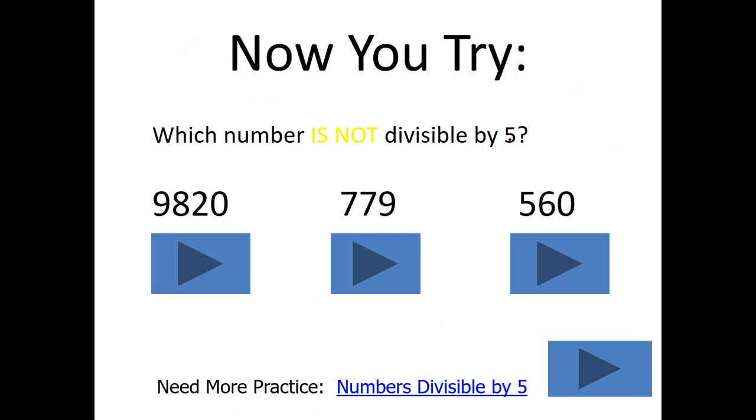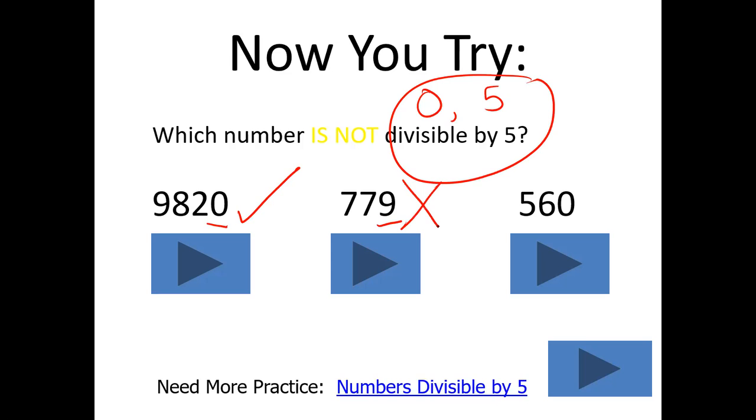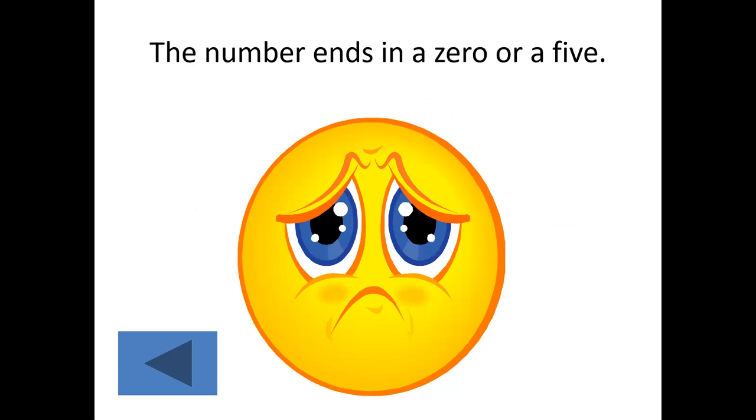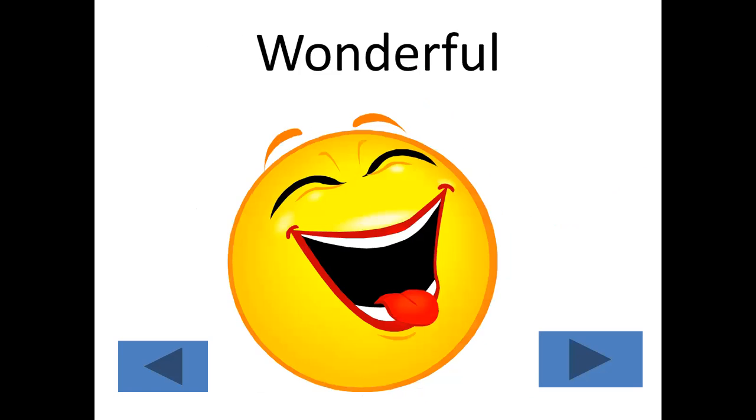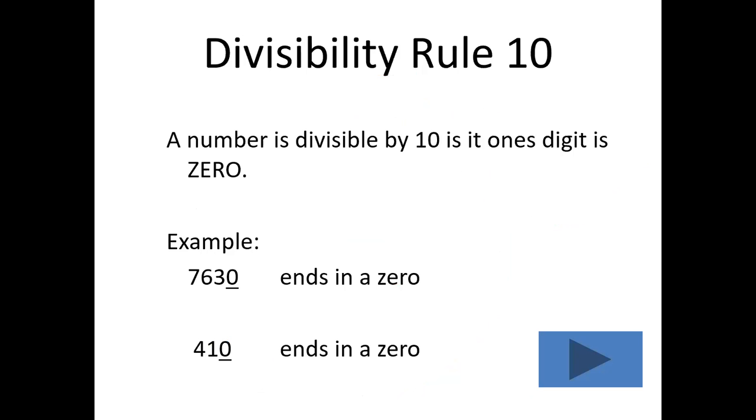Which number is not divisible by 5? Look at the ones digit. It should be 0 or 5. The ones digit here is 0, so it's divisible by 5. Here it's 9. Is it 0 or 5? No, so it's not in table 5. It's not divisible by 5. Here it's 0, so yes, it's divisible by 5. Okay? So a number is divisible by 5 if the ones digit is 0 or 5, ends in 0 or 5. Okay? The last rule now, table 10.